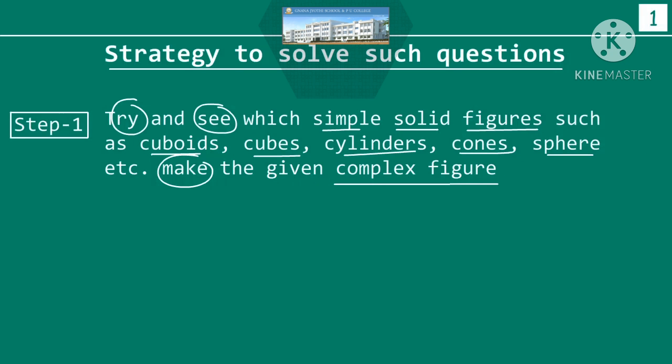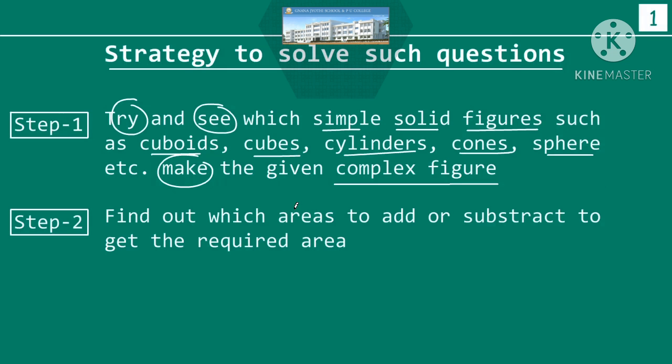That means we will be given a shape and say we are asked to find out the total surface area of this given complex shape. So the first step is to try and visualize which simple solid figures make up the given complex figure. The second step is to find out which areas have to be added or subtracted to get the required area. So the second step is very important.